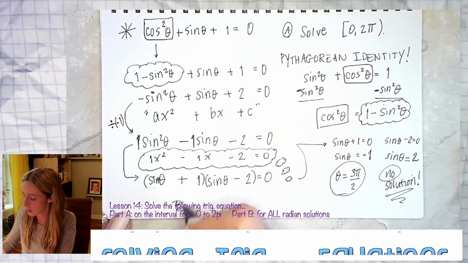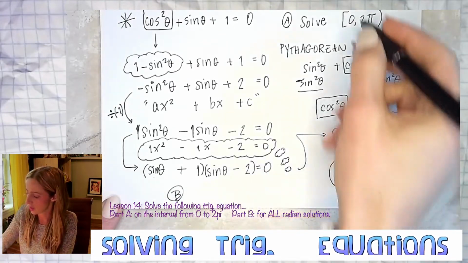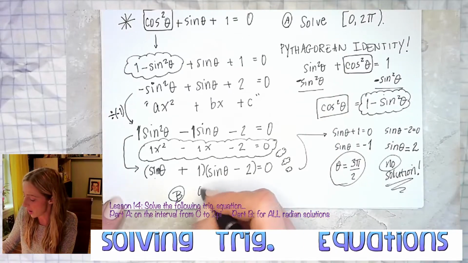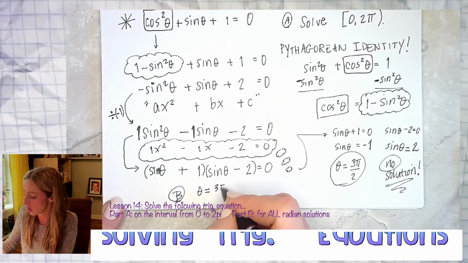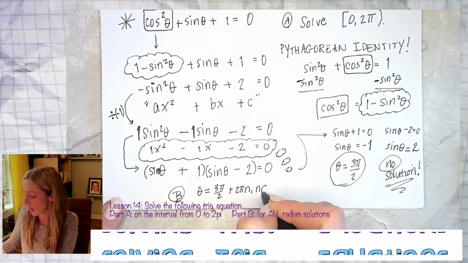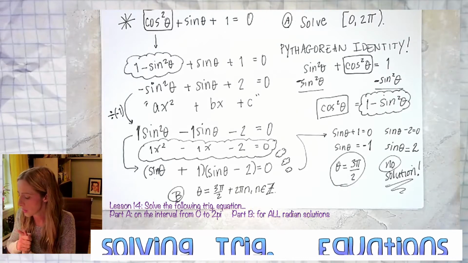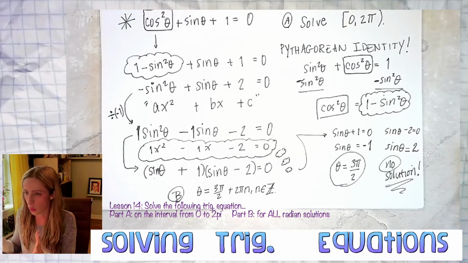If for some reason we wanted all solutions, then you would give me every answer that overlaps that. I could write theta equals 3 pi over 2 plus 2 pi n, where n is an element in the set of integers. Okay? Hope that was helpful for you. That encompassed quite a bit.